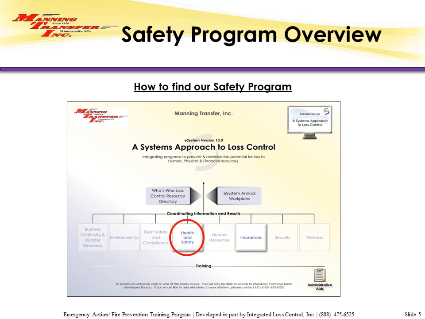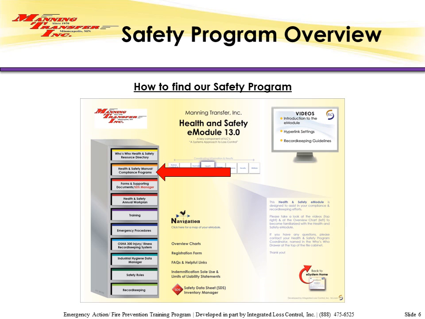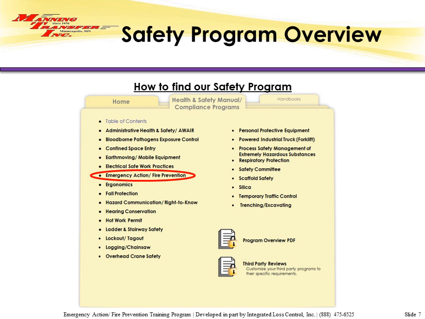You can find the Emergency Action Plan and the Fire Prevention Plan under the Health and Safety tab of the E-System, the Computer-Based Safety Program Management tool. From there you'll be taken to the Health and Safety module page here that looks like a filing cabinet. Here we would select from the Health and Safety Manual Compliance Programs. That would present us with this table of contents where we would select Emergency Action and Fire Prevention Plan.